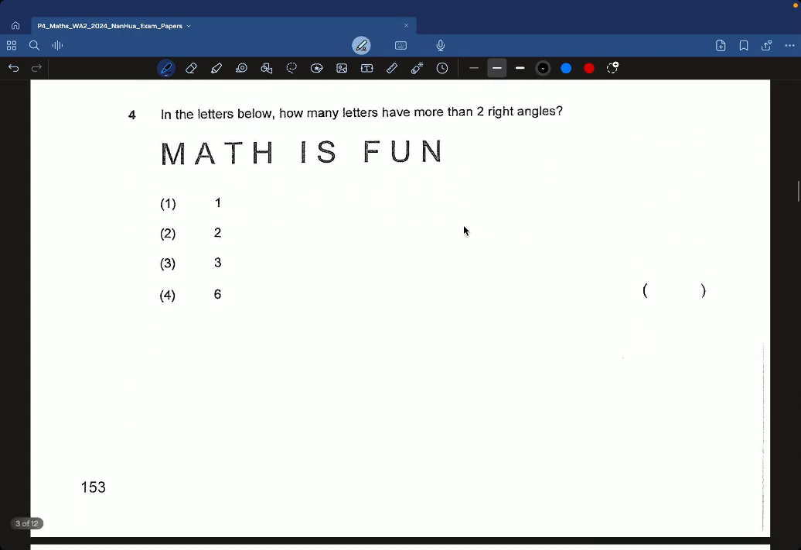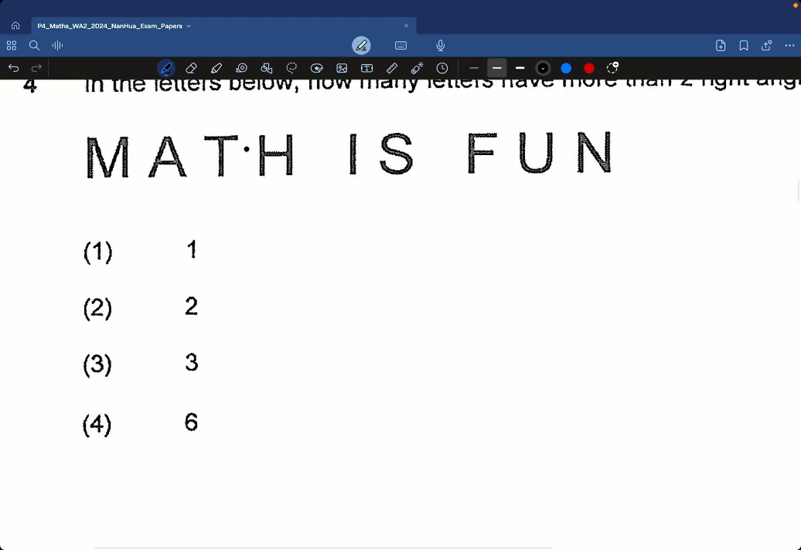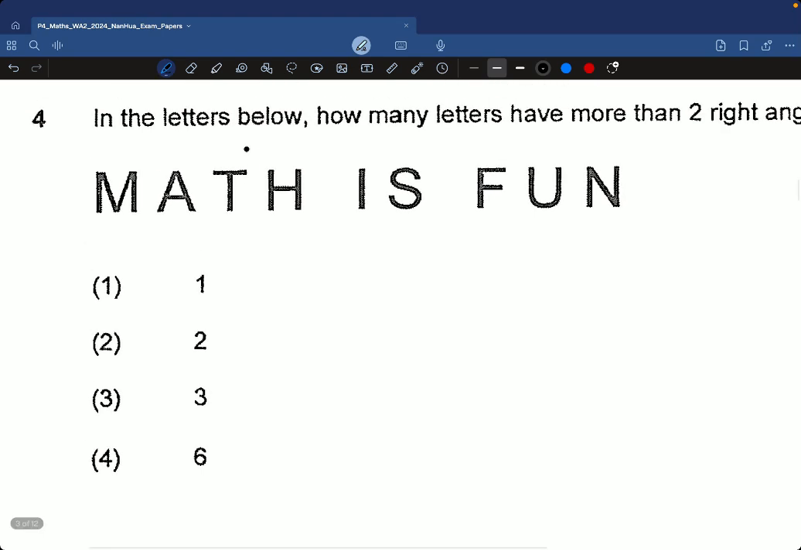Question 4. In the letters below, how many letters have more than 2 right angles? So right angles are basically this corner of a right angle. That's what you see over here. Okay. So we're going to go through every single letter. You can also remove some letters that we can ignore because some letters are repeating. So do we have any repeating letters? Actually, not really. Okay, never mind. So scratch that.